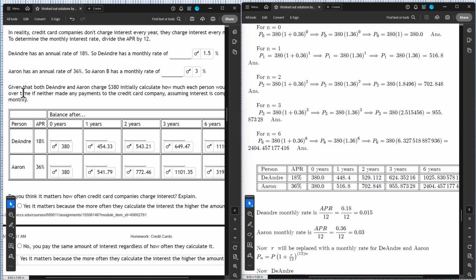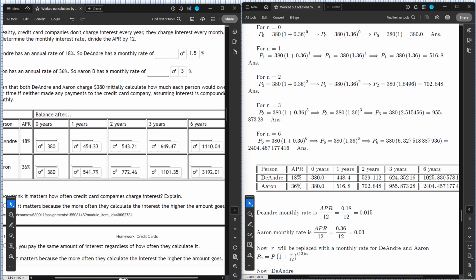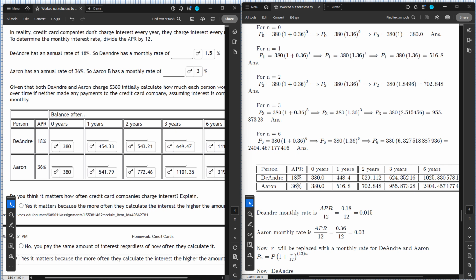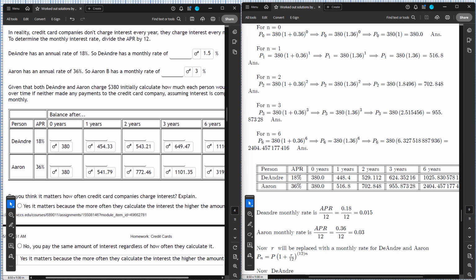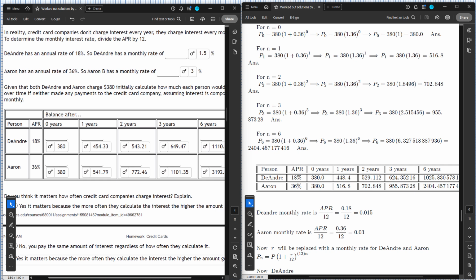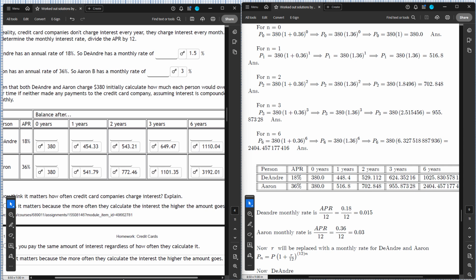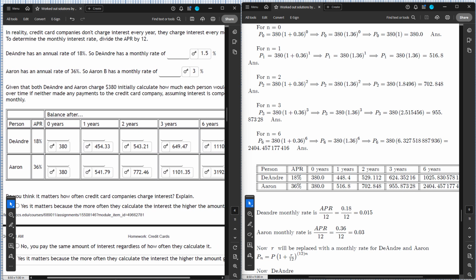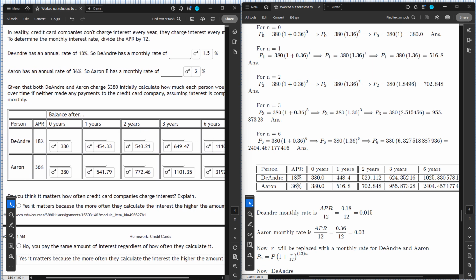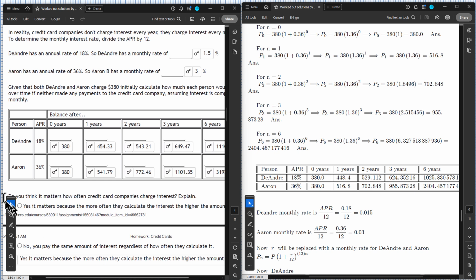Given that both DeAndre and Aaron are charged $380 initially, calculate how much each person would owe over time if neither made payments to the credit card company, taking the future value into account, and assuming that interest is compounded monthly. So interest is now growing interest, and there's their formula there.